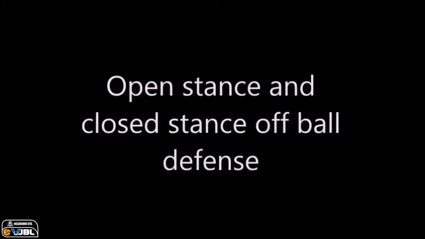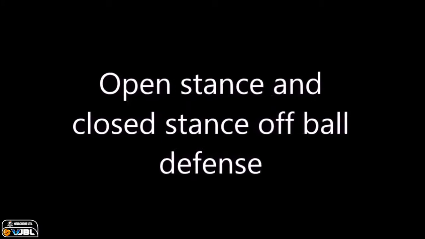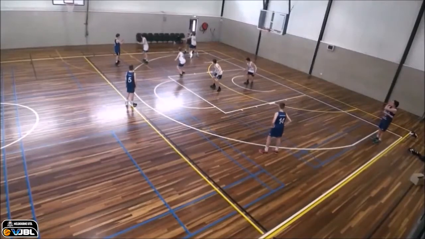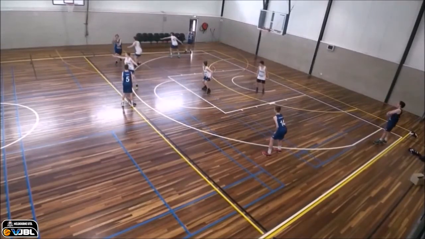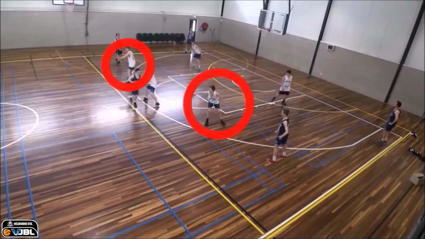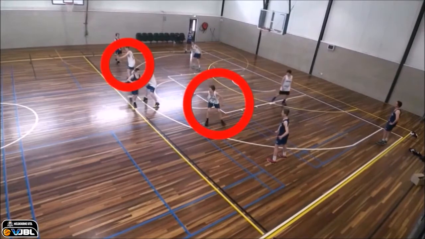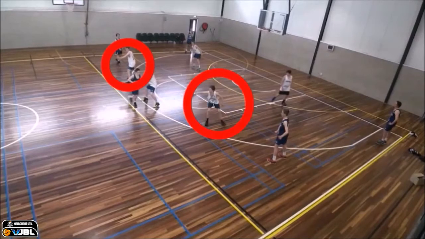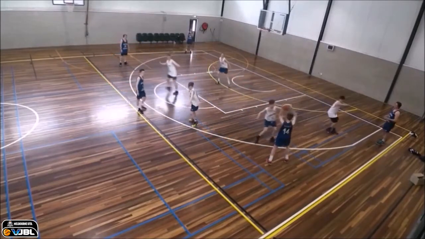Defenders off the ball can generally be in an open stance or a closed stance, and this clip will identify those two ways of playing defence. Here you can see players one pass away from the ball effectively have a hand in the passing lane. That's considered to be in a closed stance, where they're making it difficult for players one pass away from the ball to be able to receive it. And it's a very common pressure kind of defence.